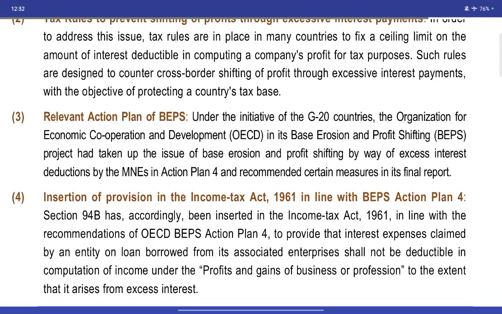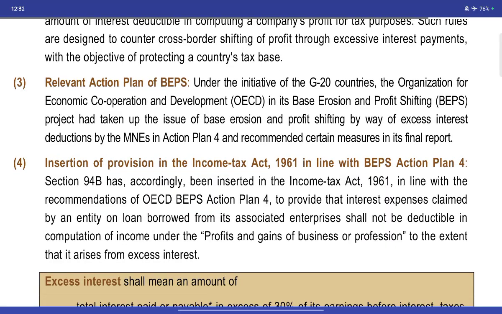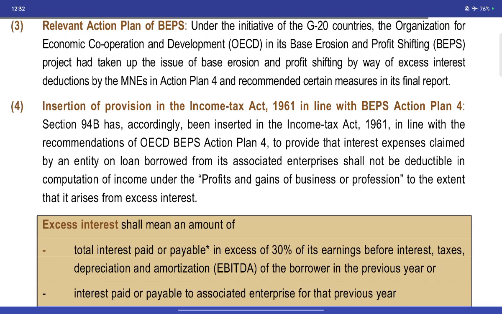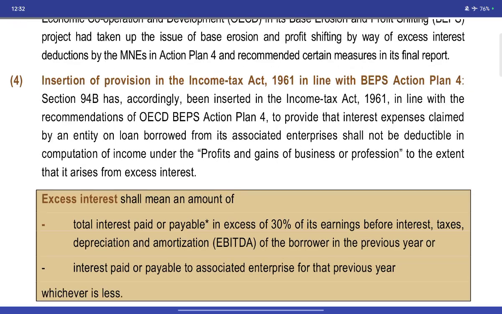Profit through excessive interest payment is addressed for the protection of the country's tax base. The relevant action plan in BEPS is under the initiative of the G20 countries and the Organization for Economic Cooperation and Development. BEPS stands for base erosion and profit shifting. BEPS is projected to help tackle the issue of base erosion and profit shifting by excessive interest deduction by multinational enterprises, and the action plan recommends certain measures in the final report.